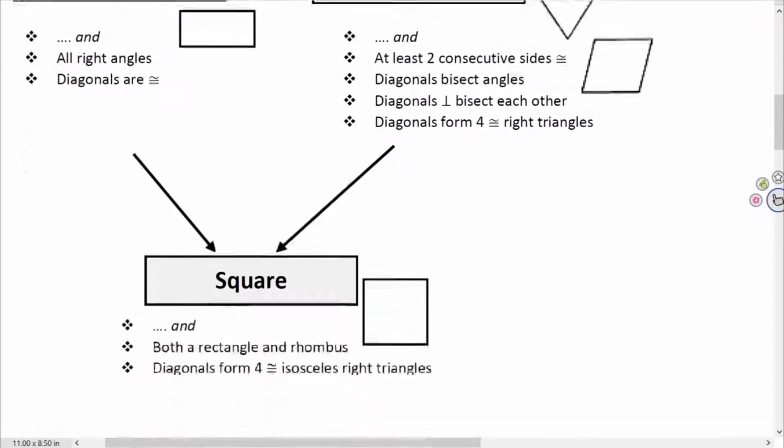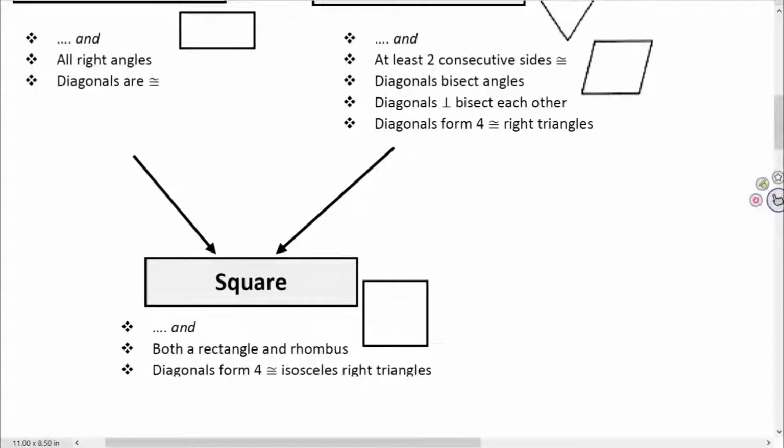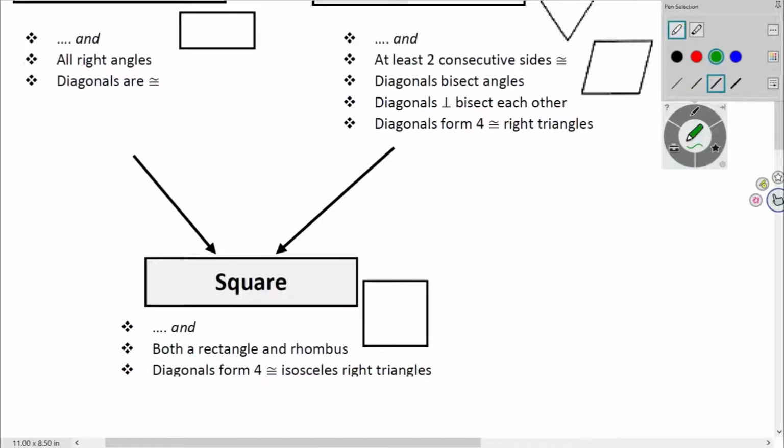Down here, the square, although there aren't a whole lot of characteristics that are unique to a square, but really, again, all properties flow down, and so it has all the properties of rectangles and rhombuses and parallelograms and quadrilaterals. So all the properties so far in this video are true for a square, okay?